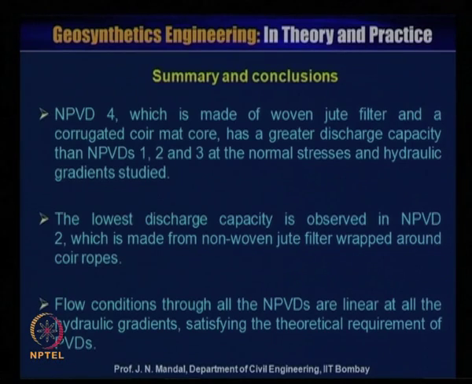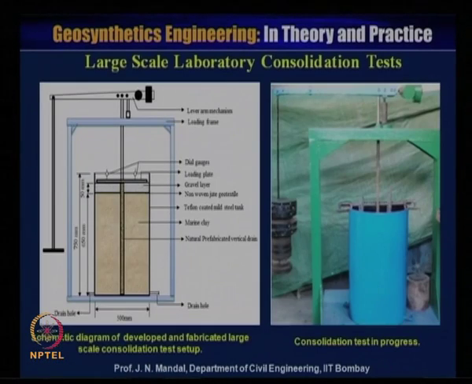So, we observed that the natural prefabricated vertical drain satisfies all the criteria: your discharge capacity, your clogging criteria, your permeability criteria, as well as the apparent opening size of the geotextile criteria. So, it satisfies all the criteria. So, one can make use of this kind of non-woven prefabricated vertical drain for construction purposes.